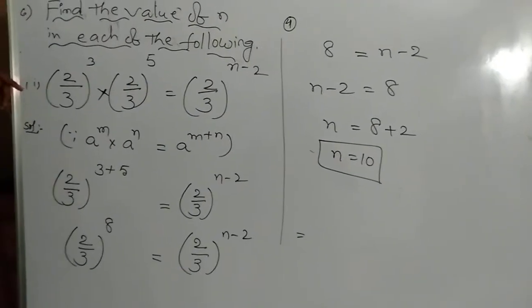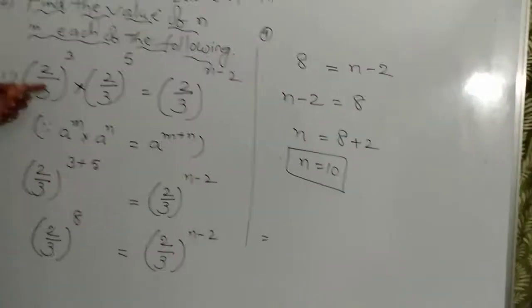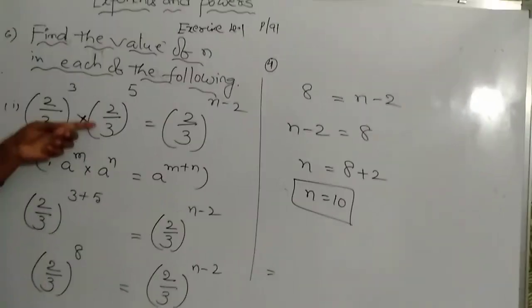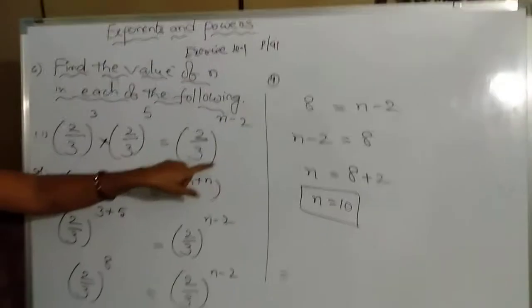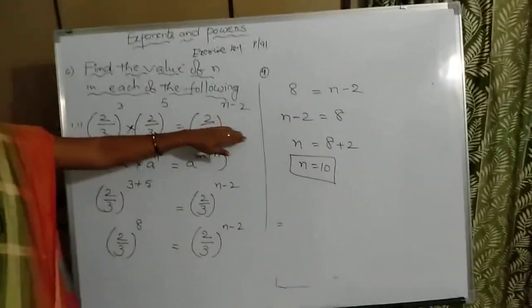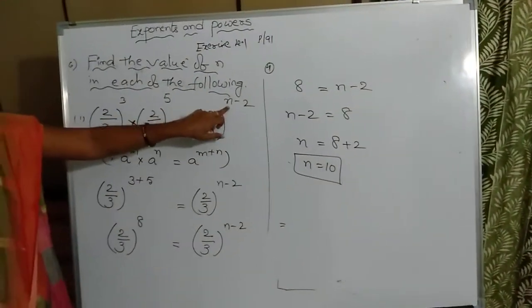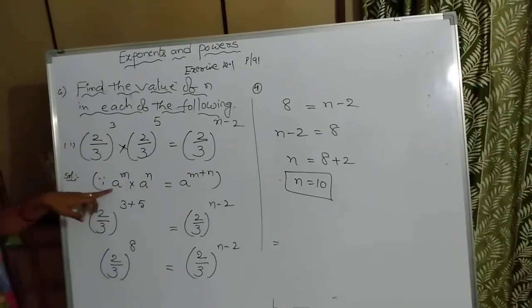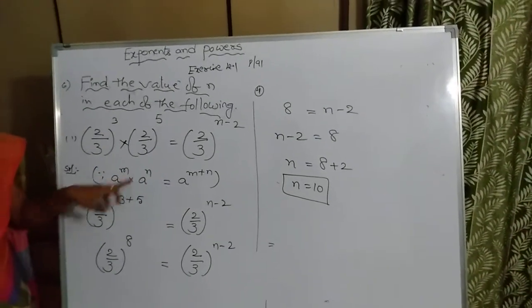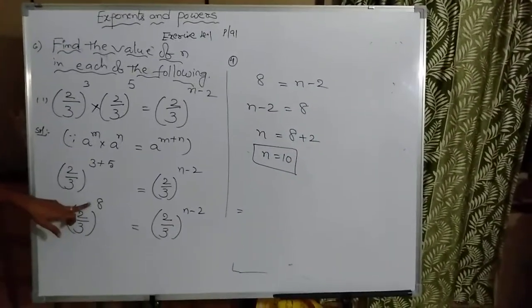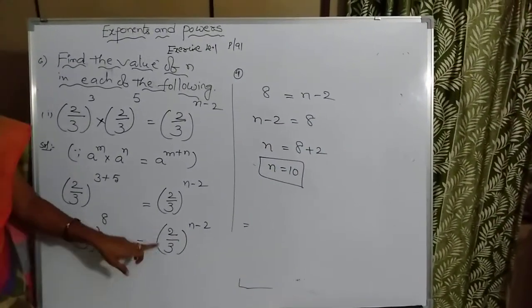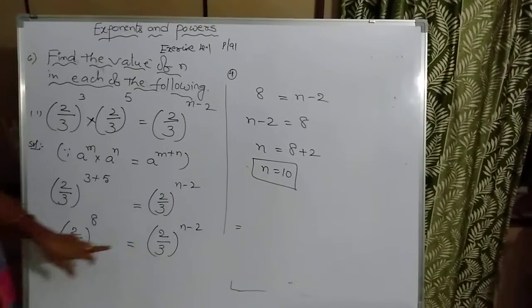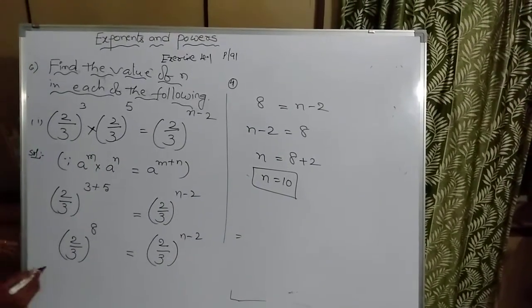So I will explain another time. (2/3)^3 into (2/3)^5 is equal to (2/3)^(n-2). In this problem, we can find the value of n from the LHS part by using the laws of exponent, a to the power m into a to the power n. We can solve that: (2/3)^8 is equal to (2/3)^(n-2). Here the bases are equal.